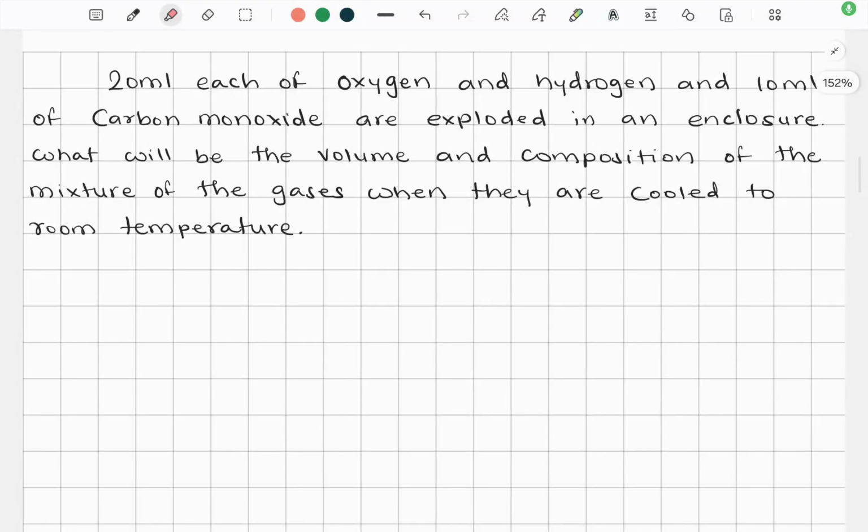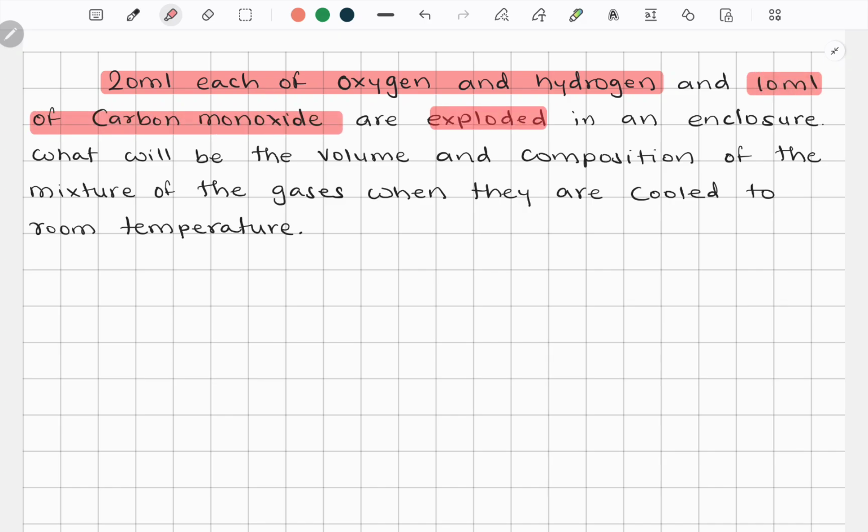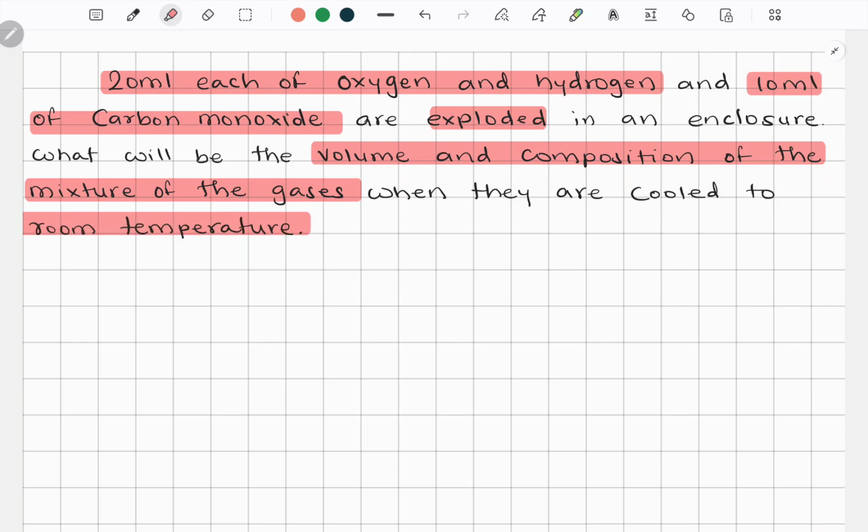So let's solve this question. This question is: 20 ml of each of oxygen and hydrogen and 10 ml of carbon monoxide are exploded in an enclosure. What will be the volume of composition of the mixture of the gases when they are cooled to room temperature?